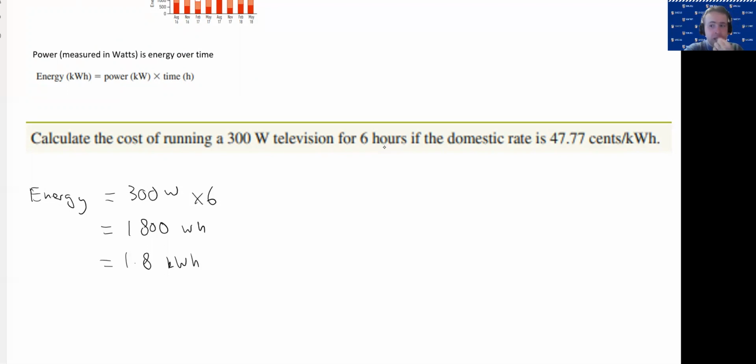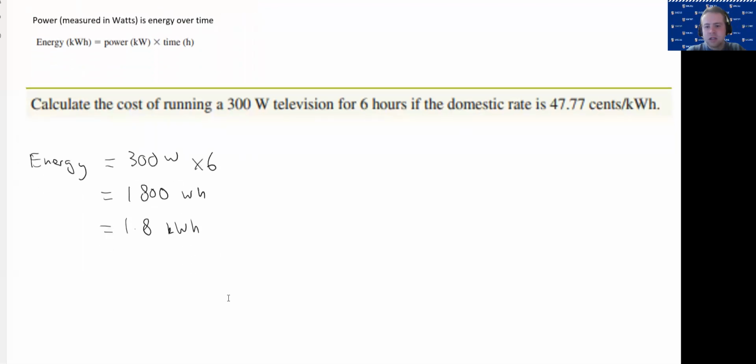You've got to be careful with your units. Are you looking at watts? Are you looking at kilowatts? So just need to convert there to make sure that you've got it in the right units, so that when you do the second part here, where you calculate the cost, you're in the right units. You see it says cents per kilowatt hour. So that means our energy needs to be in kilowatt hours for us to do this calculation.